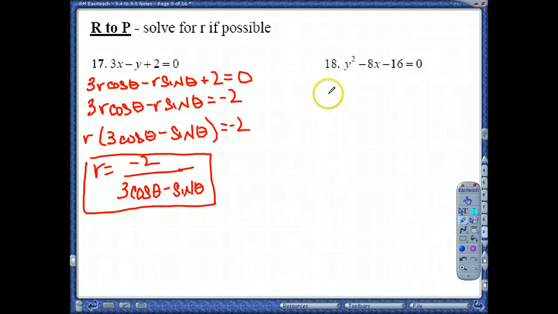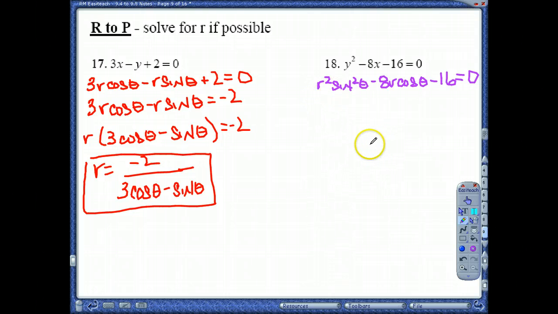Okay, our last one, gonna do the same thing. Y is r sine of theta, so y squared would be r squared sine squared. Minus 8 times x, which is r cosine of theta, minus 16 equals 0. Okay, I'm not going to be able to solve that for r, so I'm going to leave it just like it is, all on one side, ready to go.